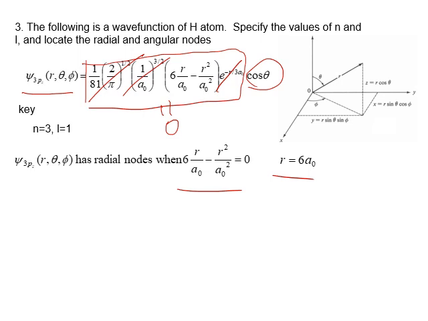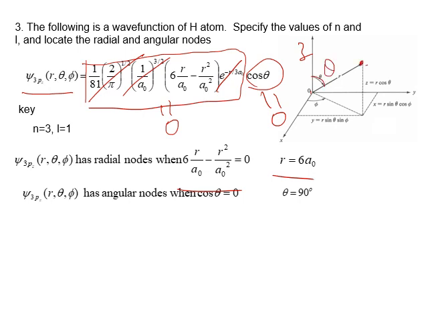To find the angular node, you let this part be 0, so cosine is 0. For cosine to be 0, theta has to be 90 degrees. Remember, theta is the angle between the z direction and the line from the origin to the point in 3D space. For theta to be 90 degrees, that means it's the xy plane. Therefore the xy plane is the angular node for the 3p orbital.